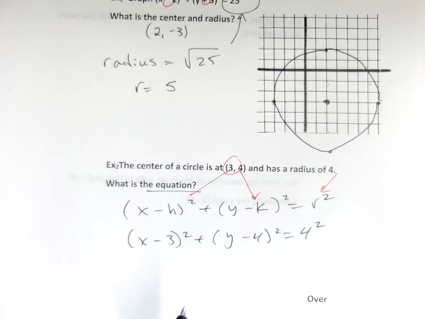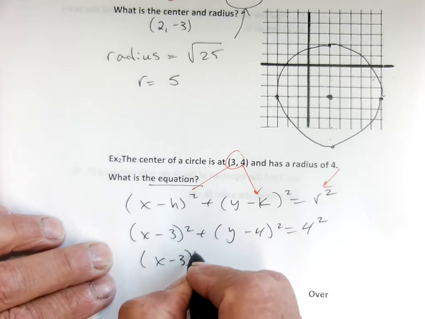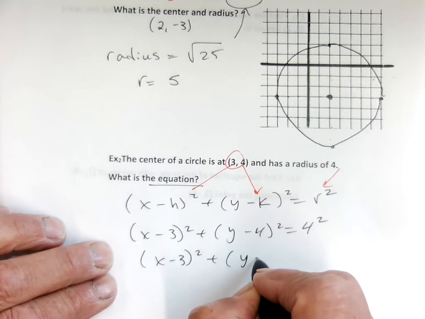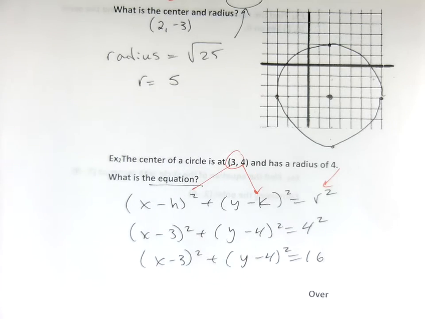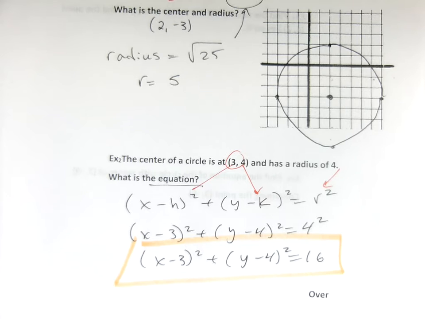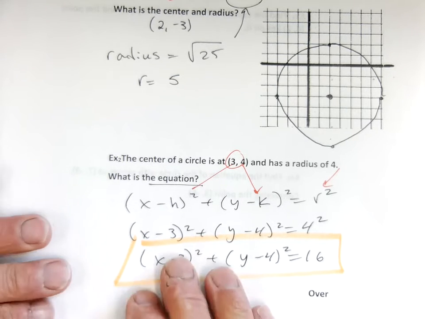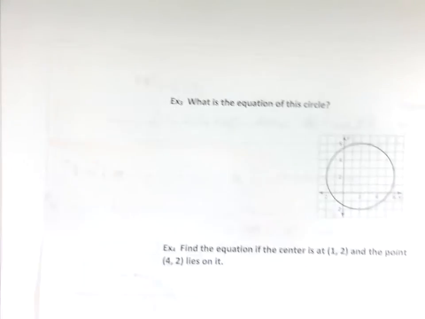Told you this was an easy lesson today, huh? X minus 3 squared plus y minus 4 squared equals 16. And that is that. Ta-da! Pretty easy, huh? Much easier day, huh? Okay, all right, so let's take a look.